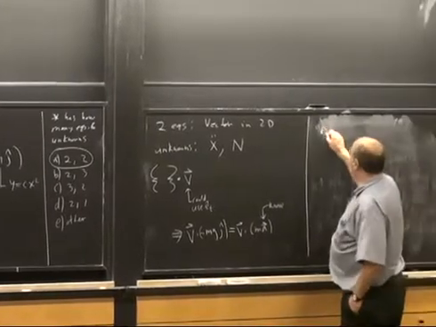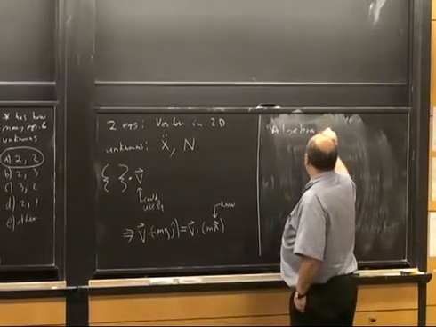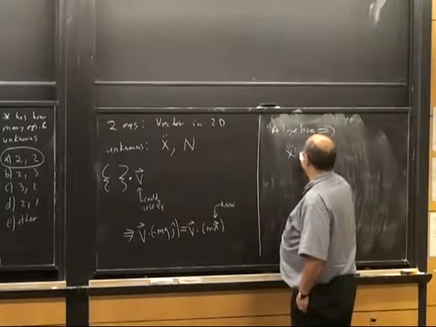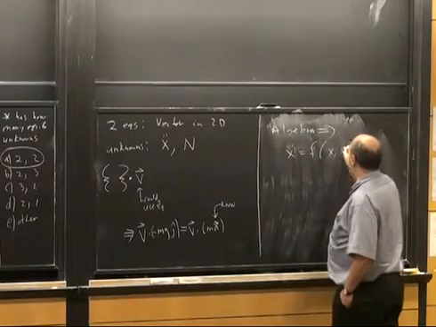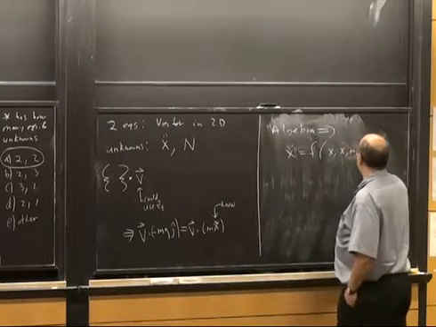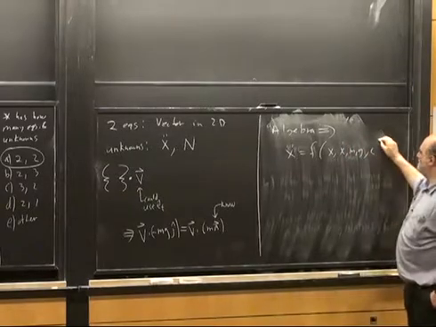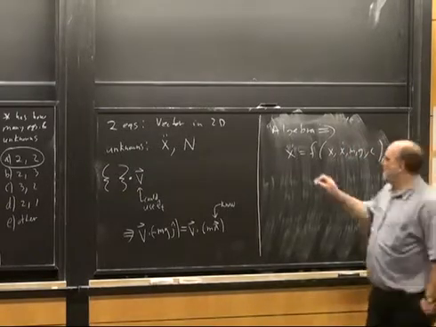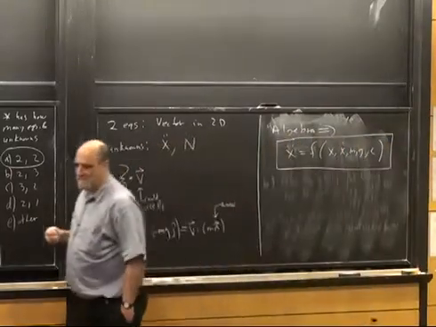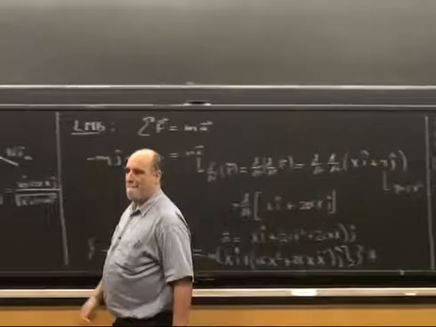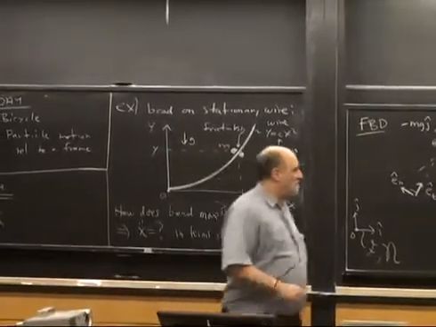Now we do algebra, and from that algebra we get x double dot is equal to some function of x dot, m, g, c, and that's all. And then we're done. And I'm going to skip that algebra. Does anybody have any questions about how to do that algebra?